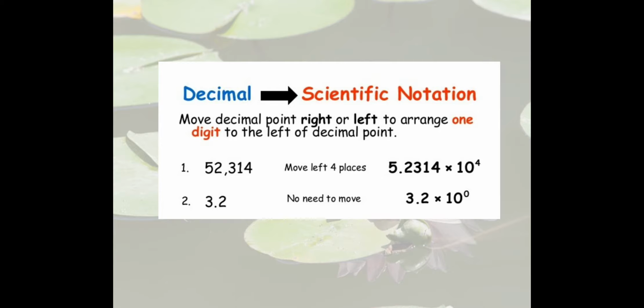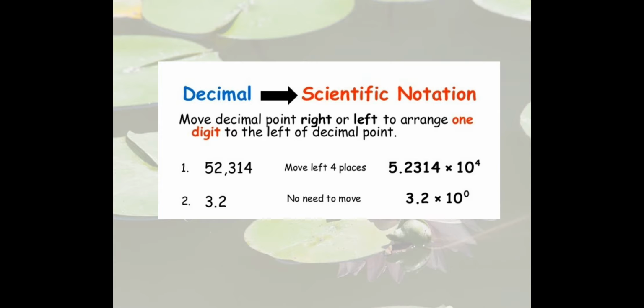Another example here, we have a normal number and we want to change it to scientific notation. So we move the decimal point left or right to arrange 1 digit to the left of the decimal point, meaning we have to move backwards, or to the left, until we have 1 digit only in the ones place. Always remember, in scientific notation, my only whole number is the ones digit. Everything else should be after the decimal point.